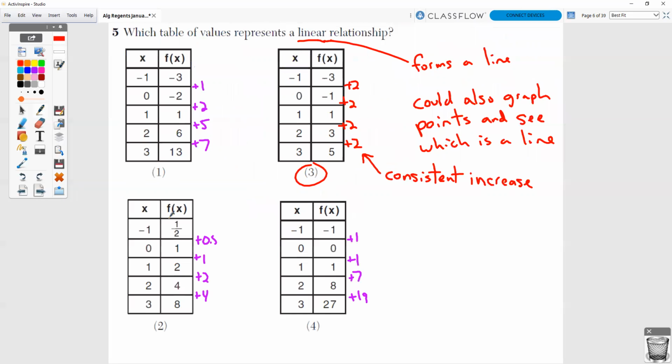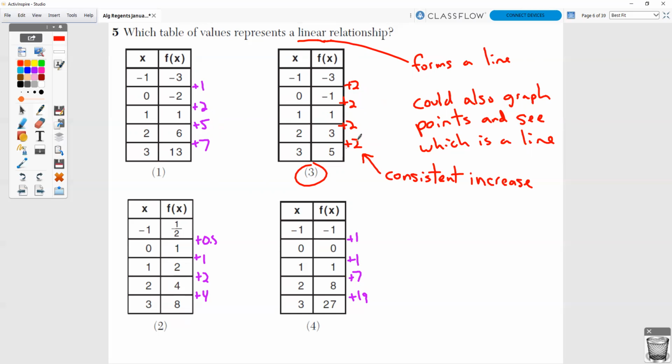Tricky question there. In question number 5, which table of values represents a linear relationship? Well, if it's a linear relationship, it forms a line. You could go through and do stat plot and graph all these points and see which one forms a line. Or the easier way to do it is to figure out how you're getting from point to point to point. In order for it to form a line, you either have to add by the same amount each time or subtract by the same amount each time. Notice in choice number 3, we're adding by 2, adding by 2, adding by 2, where in these other ones, we're adding by different numbers each time.